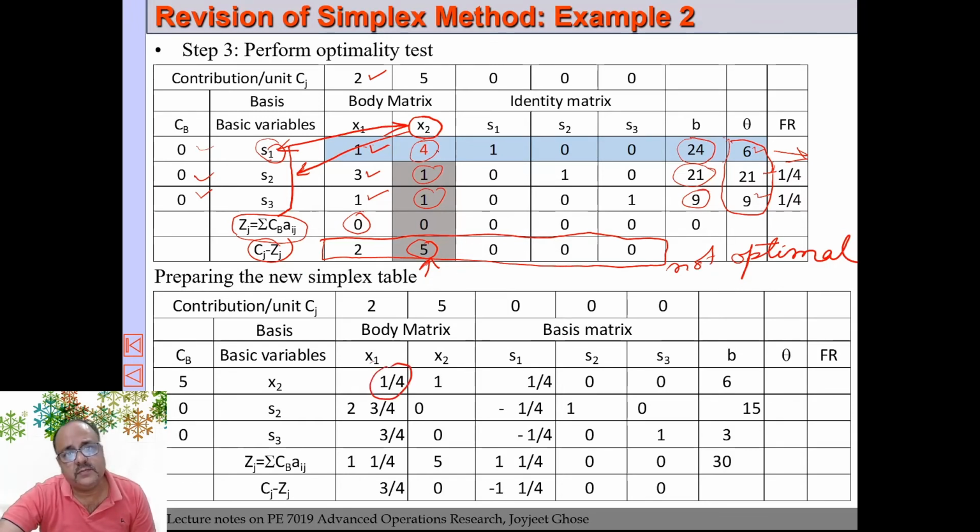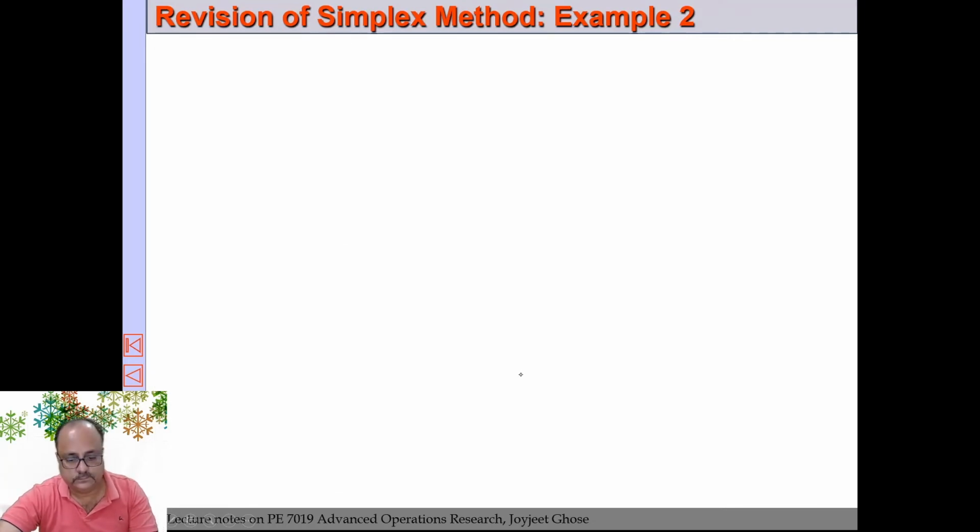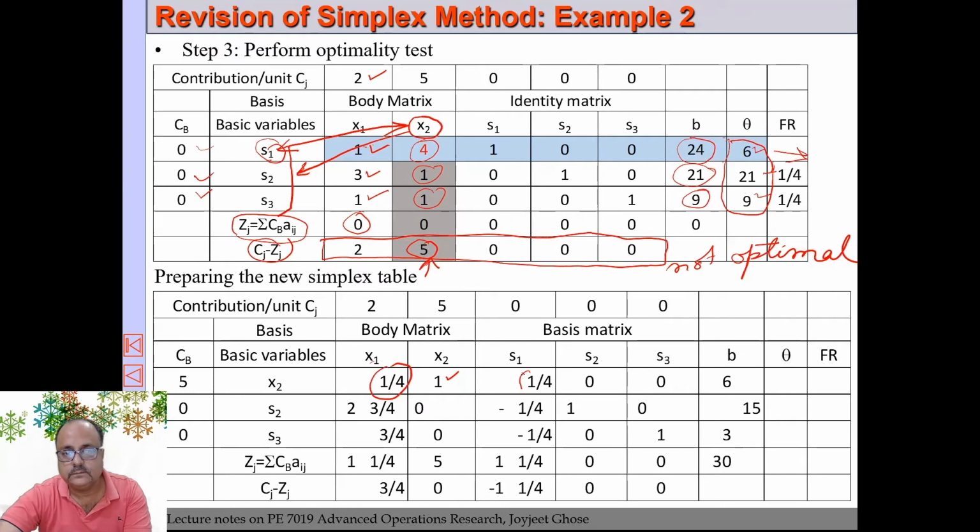So 4 will be divided by this 4 itself. So we get 1. Again, this is by design, because we want to make this column one of the columns of the identity matrix. So this has to be a 1. So this one will be 1 divided by 4, which equals 1 by 4. Okay, so 1 by 4 here.